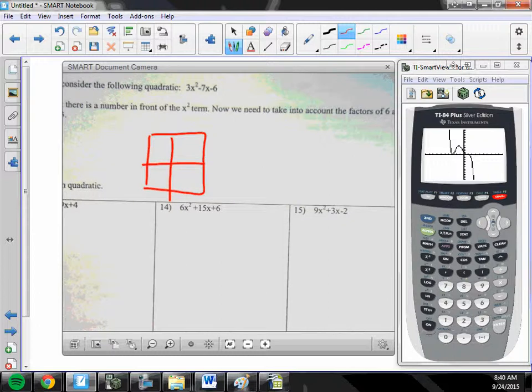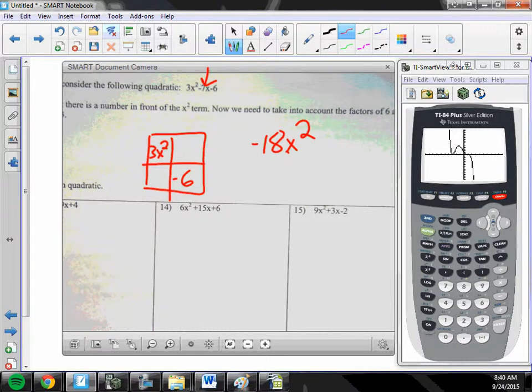So it works the same way. We put in 3x squared, and we put in negative 6. What's the next step? Multiply those together. Negative 18x squared. Now I'm looking for the factors of negative 18 that add to be negative 7. If that 18 is negative, what do I know about my answers? One's negative and one's positive, and more importantly, the bigger one is negative.